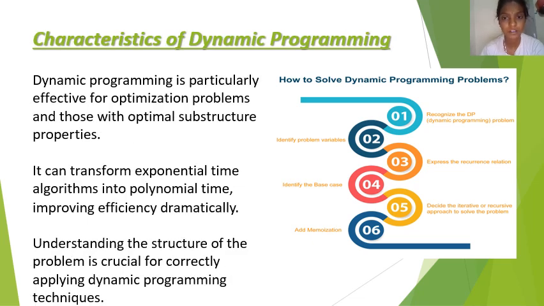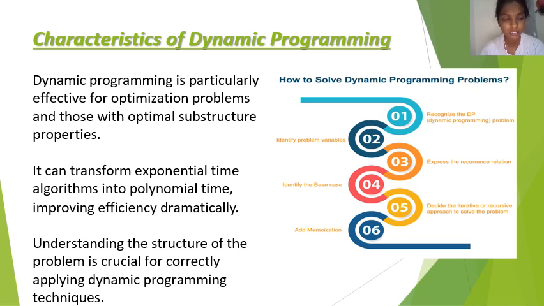Next is the characteristics of dynamic programming. Dynamic programming is particularly effective for optimization problems and those with optimal substructure properties. It can transform exponential time algorithms into polynomial time, improving efficiency dramatically. Understanding the structure of the problem is crucial for correctly applying dynamic programming techniques.